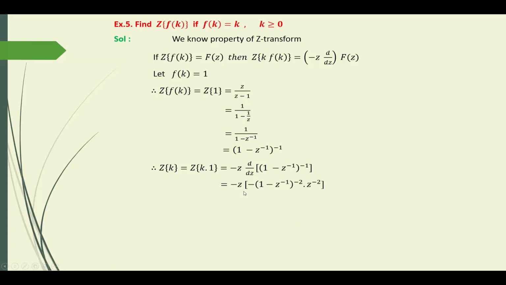Now this minus and minus become plus. z into z raised to minus 2 is z raised to minus 1, and the bracket raised to minus 2 goes to the denominator as plus 2: z raised to minus 1 upon (1 minus z raised to minus 1) squared. That is 1 upon z upon (1 minus 1 upon z) squared. Here the LCM is z, so we get (z minus 1) squared upon z squared. Now z squared is in the numerator, so z squared upon z means z upon (z minus 1) squared, which is the required answer.